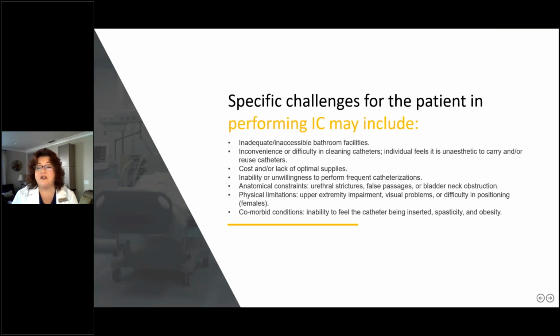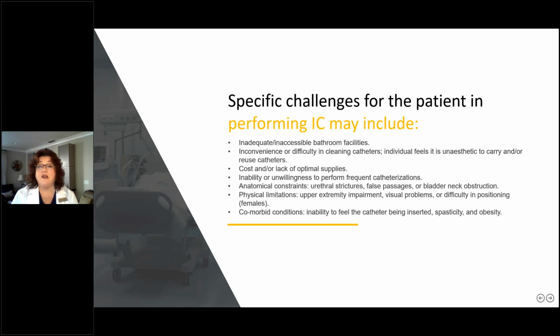So there are specific challenges for the patient with IC. Different things like, again, inadequate or inaccessible bathroom facilities. That's a huge thing. Inconvenience or difficulty with cleaning the catheters. They don't feel like they can carry and reuse their catheters. And then there's the cost. If you use the ones that are indwelling or self-contained, they may not be able to afford those.